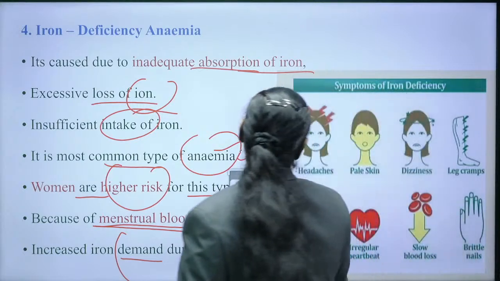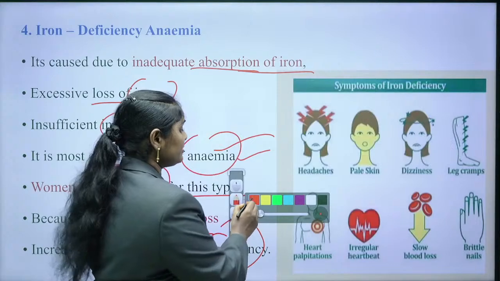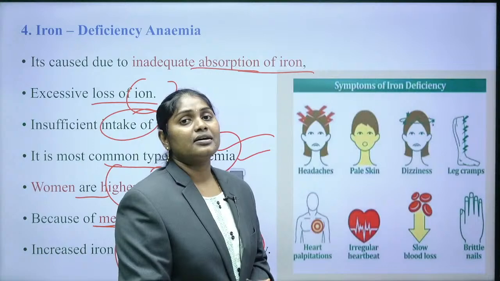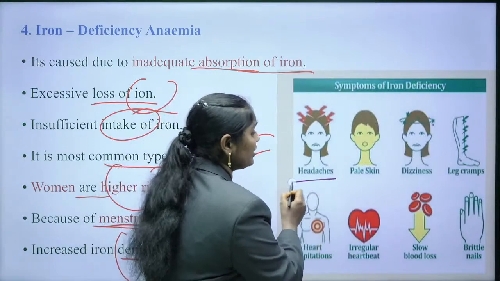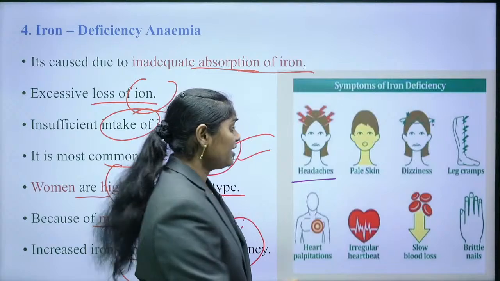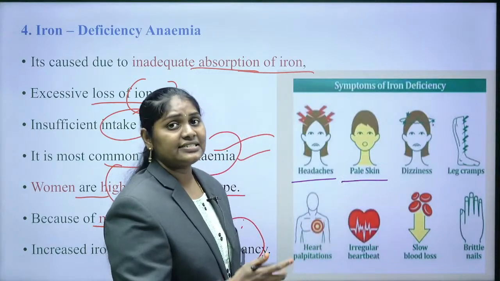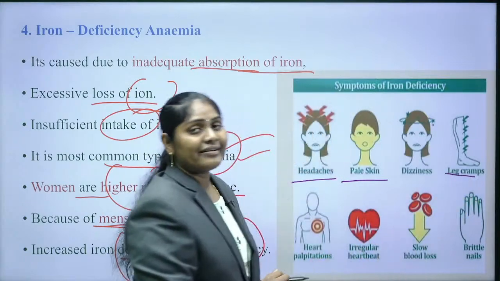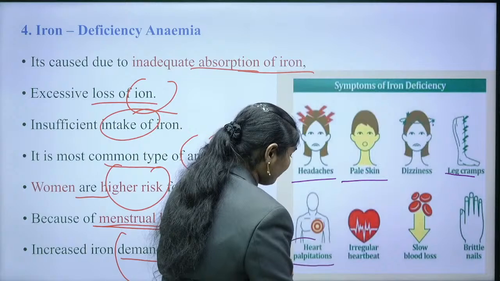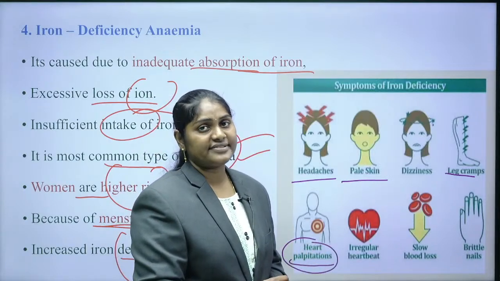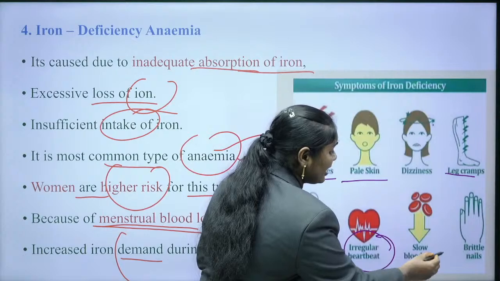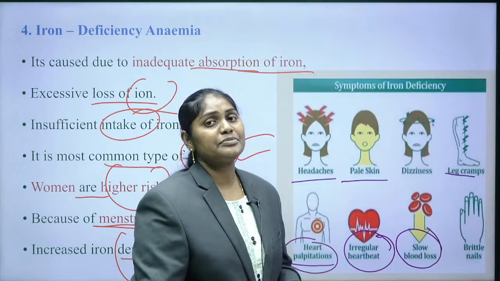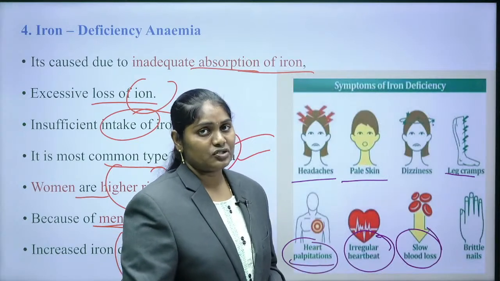So what are the symptoms of iron deficiency? How can you identify whether you are having this iron deficiency or not? Headache, pale skin, dizziness, meaning headache and a vertigo-like feeling, leg cramps, pain in the legs, heart palpitations, irregular heartbeat, slow blood loss and brittle nails are the common symptoms seen in iron deficiency.